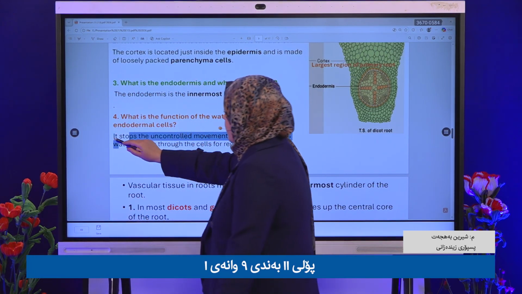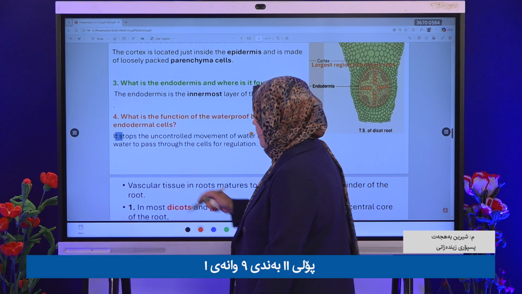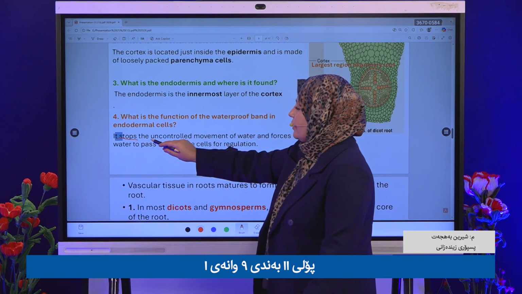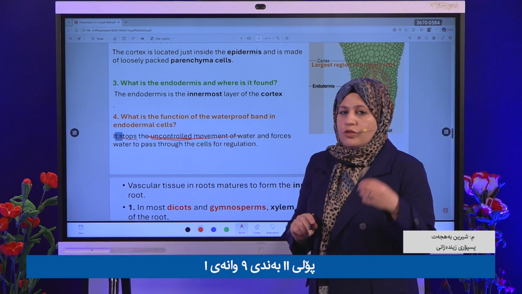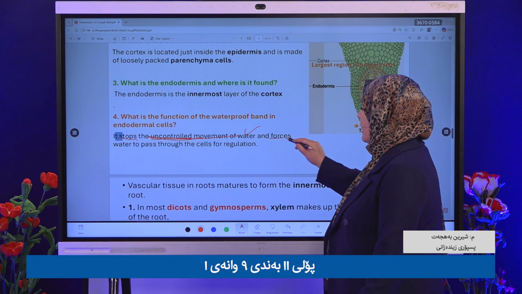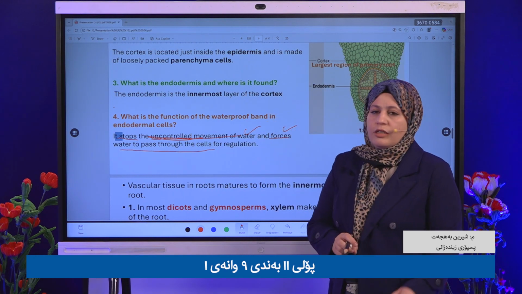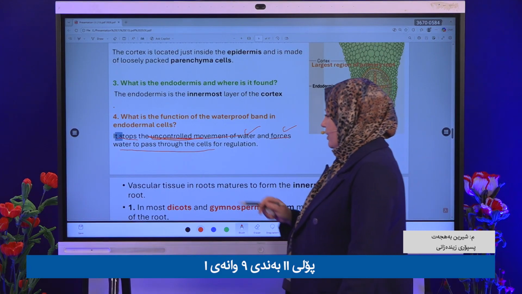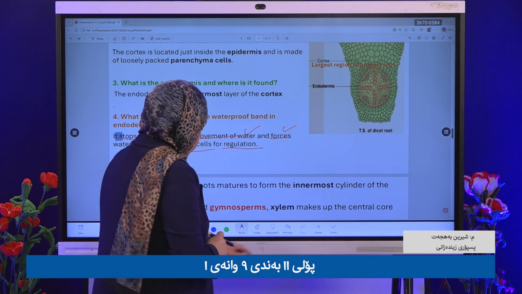It stops uncontrolled movement. Uncontrolled movement of what? Water, and it forces water to pass through the cells for regulation. Clear? Okay. Let's go to the vascular tissue.